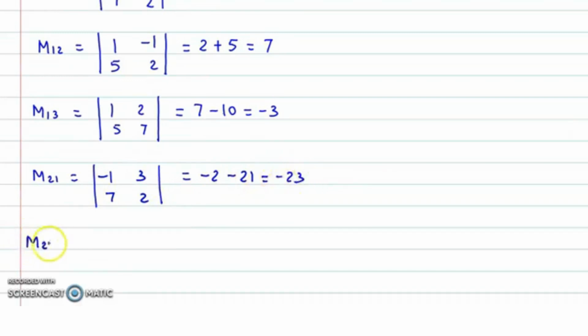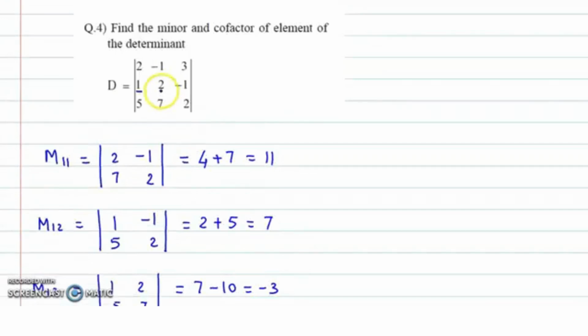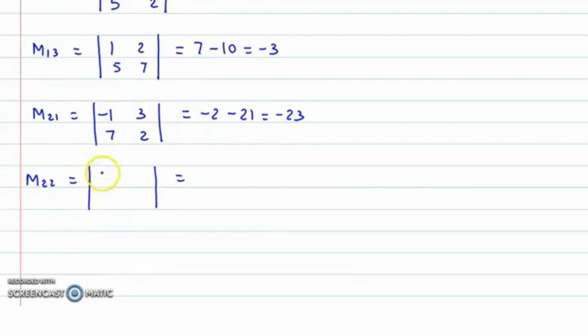फिर M22, सेकेंड रो सेकेंड कॉलम वाले एलिमेंट का माइनर ढूंढते हैं हम, यानी इसका. तो अगेन रो एंड कॉलम डिलीट किया. सो वी हैव 2 3 5 2. So 2 2s are that's 4, -5 3s are that's 15. ये डिफरेंस आता है -11.